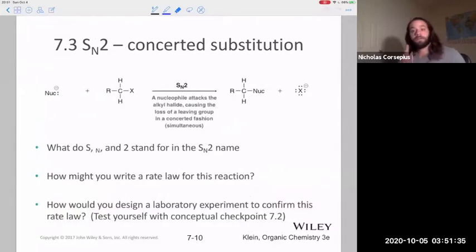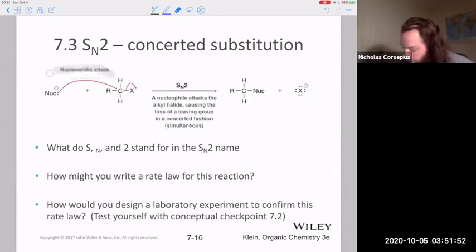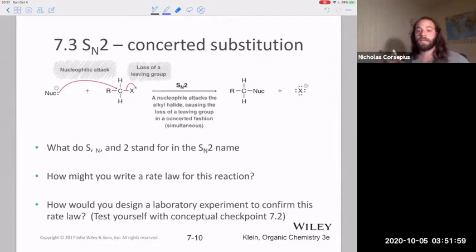So again, drawing the mechanisms is super important, right? So what am I going to do given this set of reactants here? I'm going to make sure to draw my nucleophile attacking that electrophilic carbon in the same step as that leaving group is lost. Nucleophilic attack and loss of leaving group happen at the same time. That is what characterizes an SN2 reaction. Just to pick this apart, S is because it's substitution.